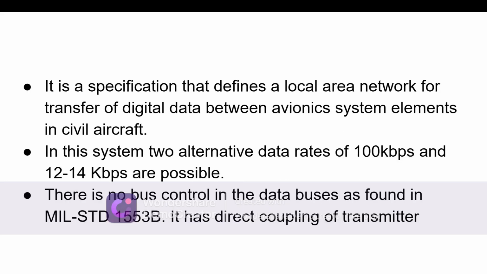It is a specification that defines a local area network for transfer of digital data between avionics system elements in civil aircraft. In this system, two alternative data rates of 100 kilobits per second and 12 to 14 kilobits per second are possible. There is no bus control in the data buses as found in MIL-STD-1553B. It has direct coupling of transmitter.